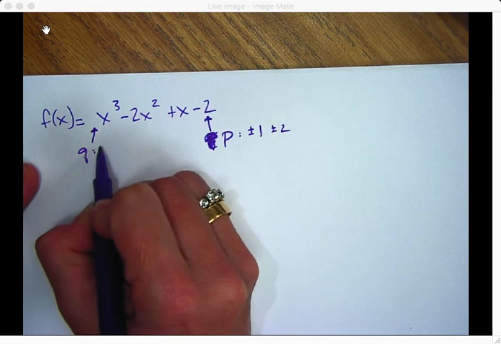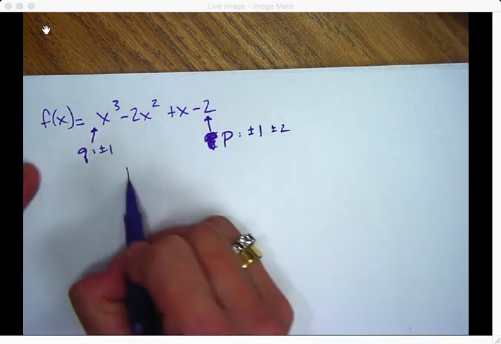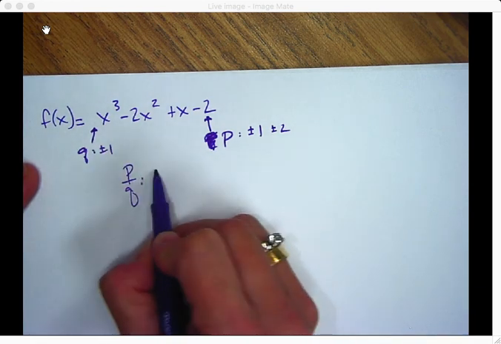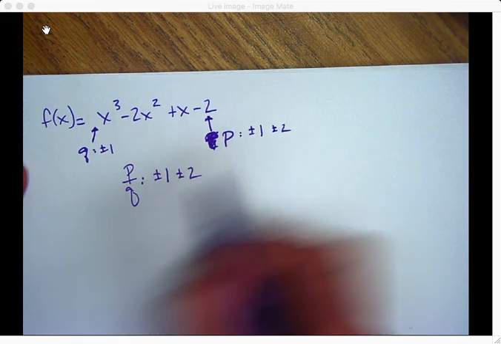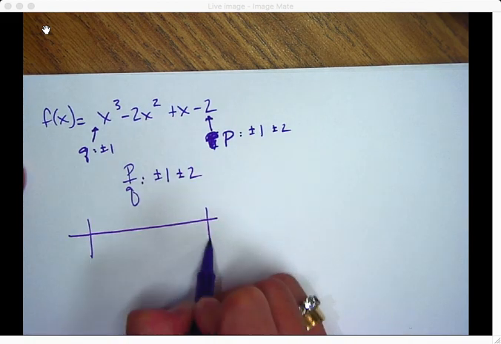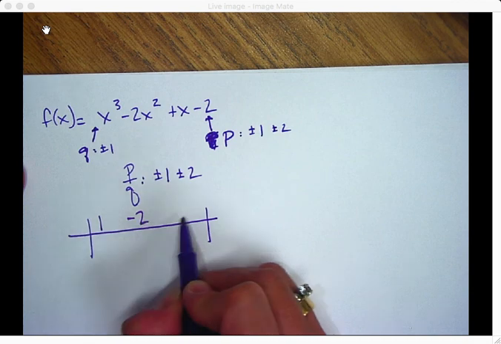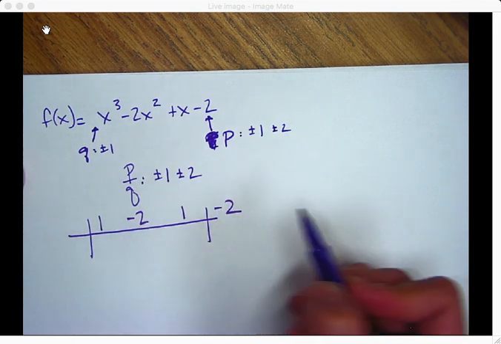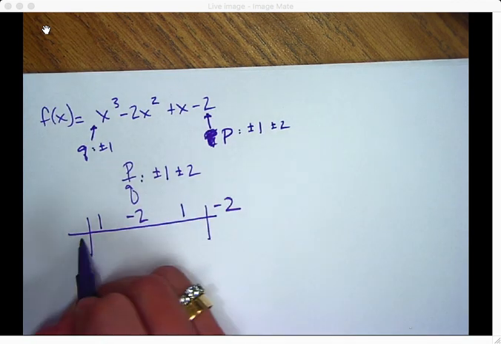Q's are the same as on the last problem, just coincidence. They won't always be the same. Plus or minus 1, plus or minus 2. All right, so sending this through synthetic division, let's try 1.